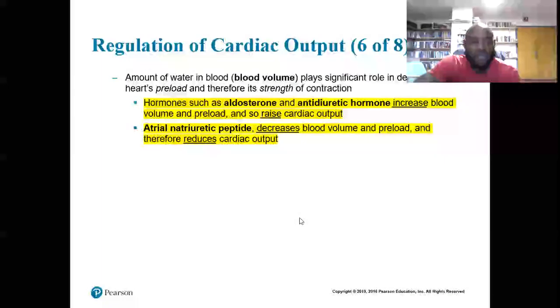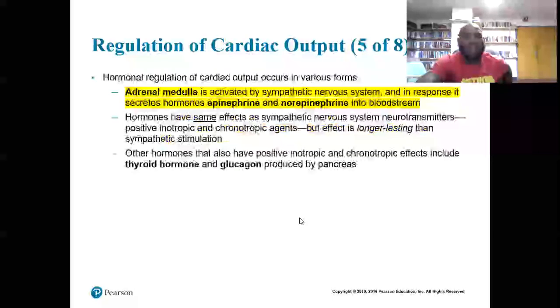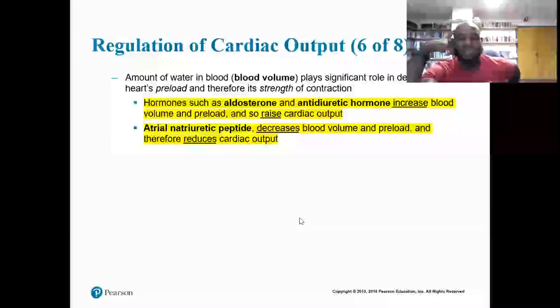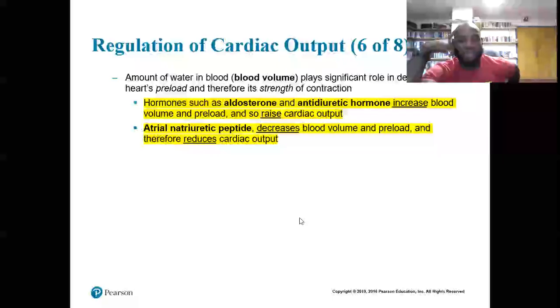And then you have the amount of water in your blood volume, which plays a significant role in determining the heart's preload and therefore its strength of contraction. So hormones such as aldosterone and anti-diuretic hormone, which we're going to talk about a little bit more when we talk about the urinary system, can increase blood volume. Remember, if your blood has more water in it, it's going to flow faster. So that raises cardiac output.